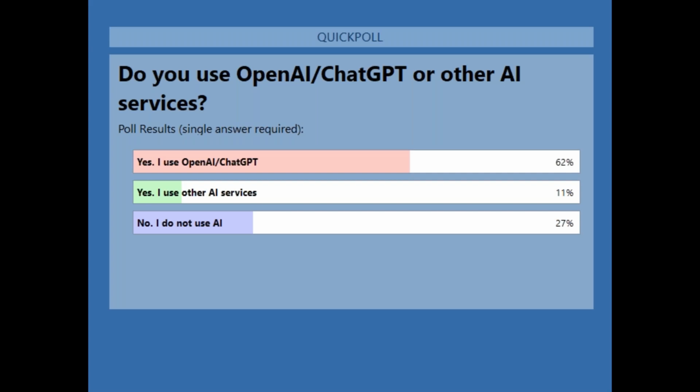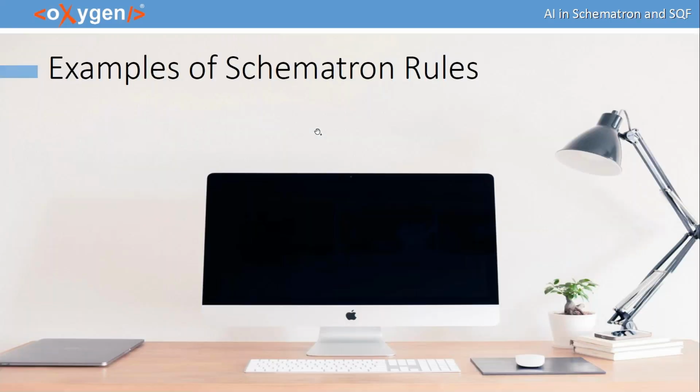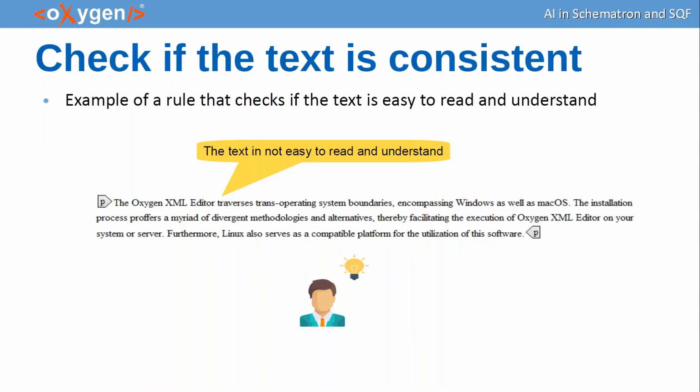I think we can go further and see some interesting examples and how you can implement some Schematron rules. The first example will be to check if the text is consistent. For example, I have here a text that explains something about Oxygen XML Editor. It's a generated text, and it says that Oxygen can be used on Windows and Mac OS 6. And then at the end, it says that Oxygen can be used also on Linux. So this text is not easy to read and understand by someone.